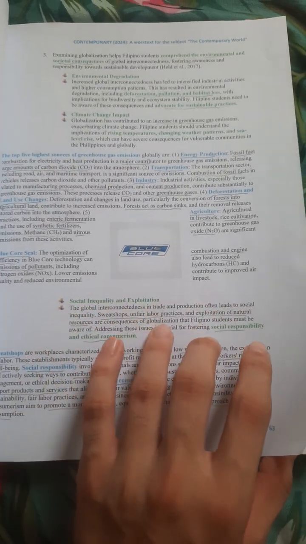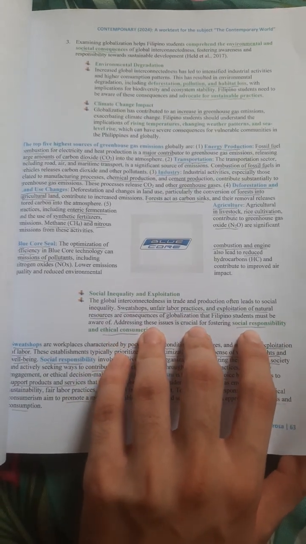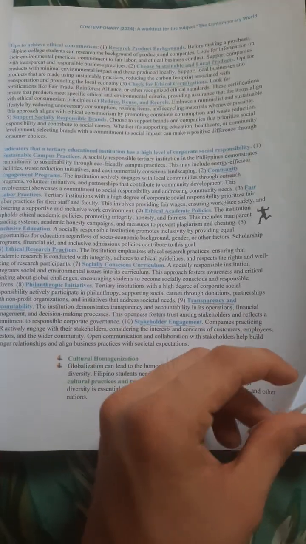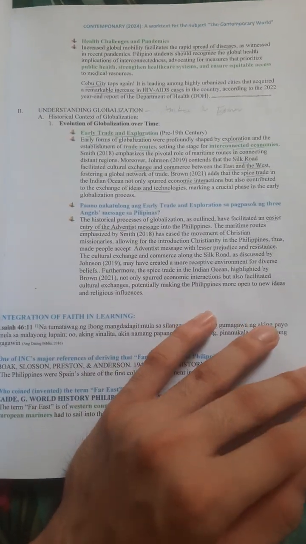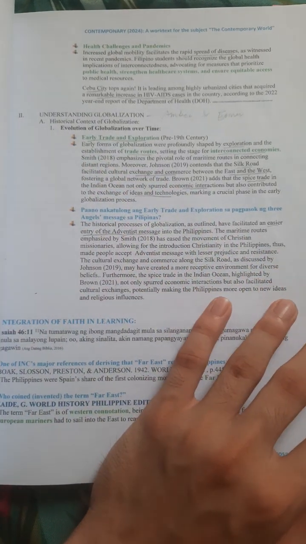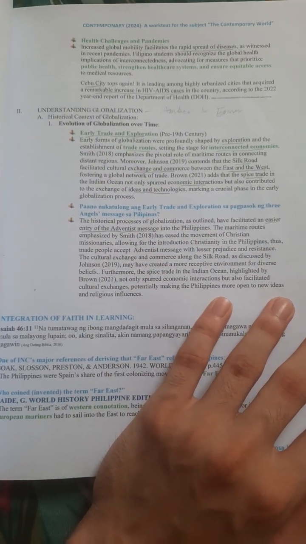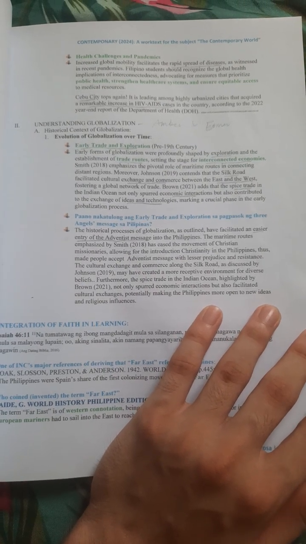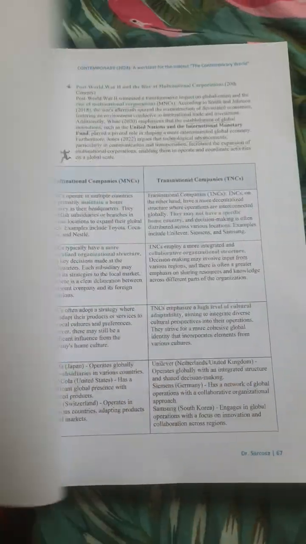There's also social inequality, and it talks about social inequality and exploitation and cultural harmonization, which is a blending together of different cultures. And then we have the history and the context of globalization, which started from the traveling of Magellan and the circumnavigation of the world. And then we also have the rise of industry and newer innovations, newer technology during this time.